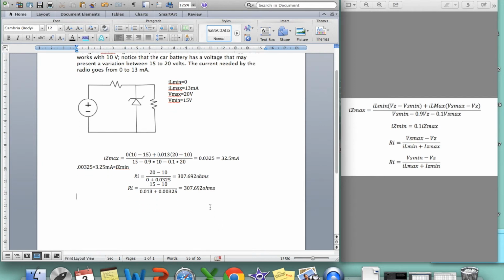And there we go. If you want to calculate RL, it's just dividing the voltage. If you want RL maximum, it's divided over the IL minimum, and if you want the RL minimum, you just divide the voltage over IL maximum.